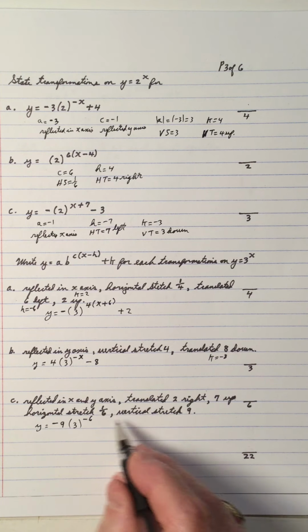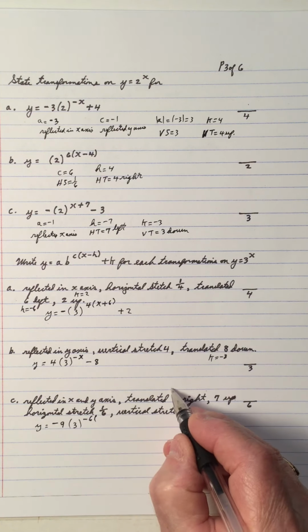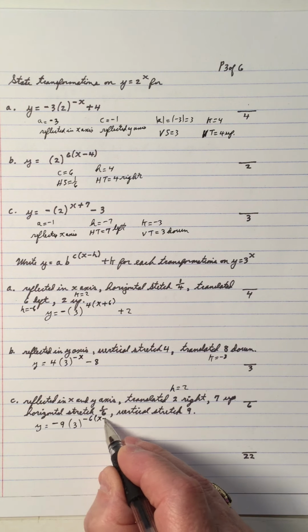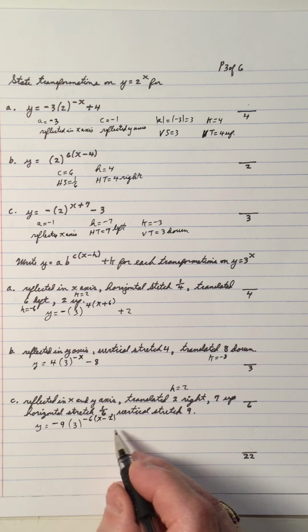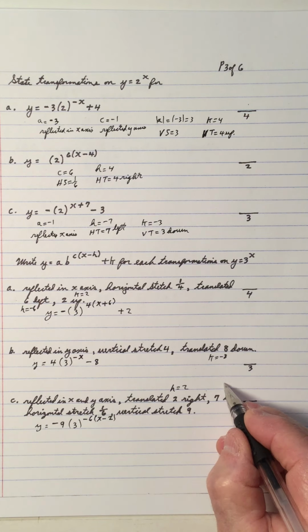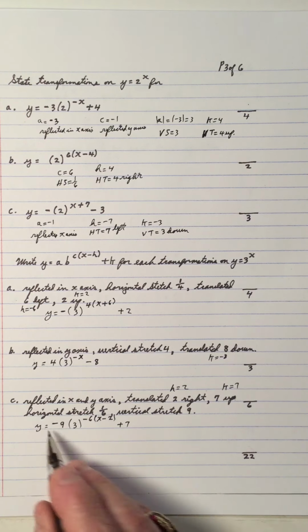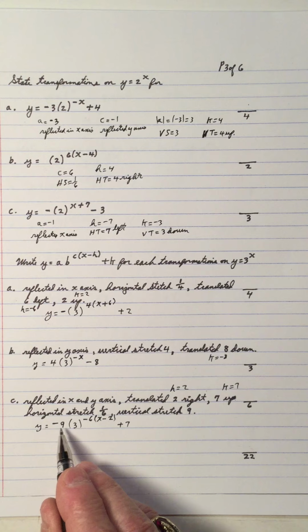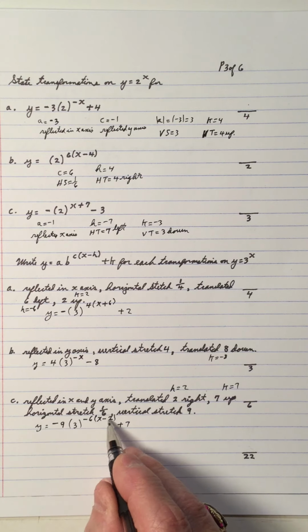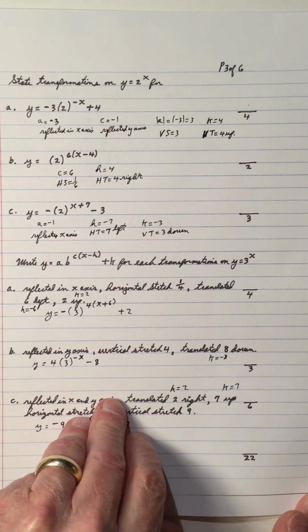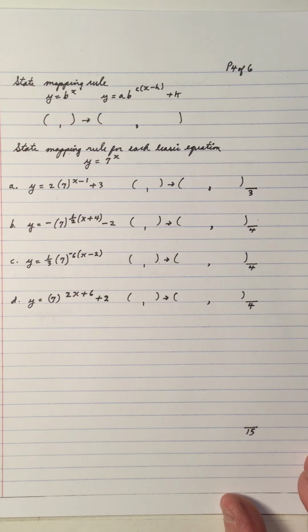Do we have a translation to the right? So to the right, h is 2, so that's x -2. And 7 up, that means that k is 7, so that's a +7. So the 6 marks, 1 for each negative, 1 for the 9, 1 for the 6, 1 for the -2, and 1 for the 7. Total up your page, 22. Hopefully you understand about the transformation on the exponential functions.